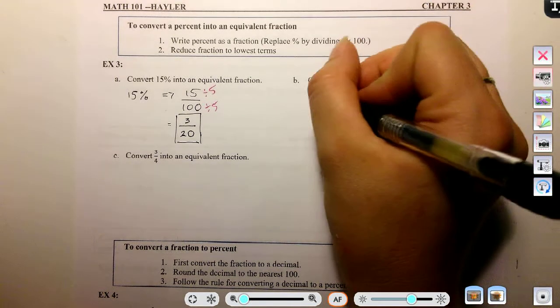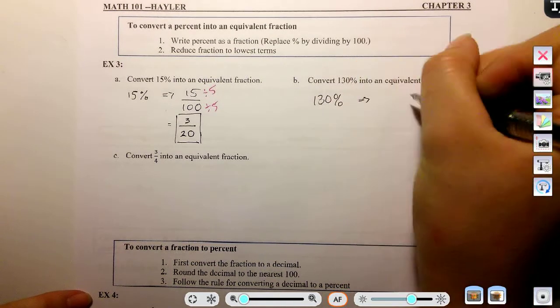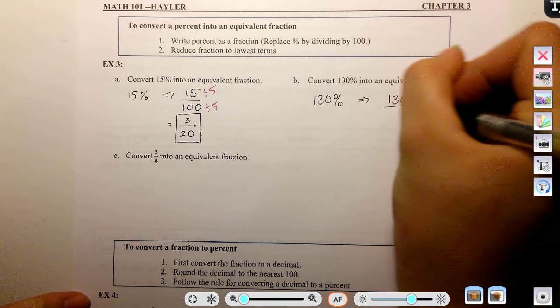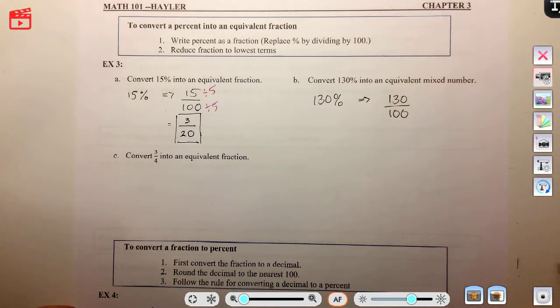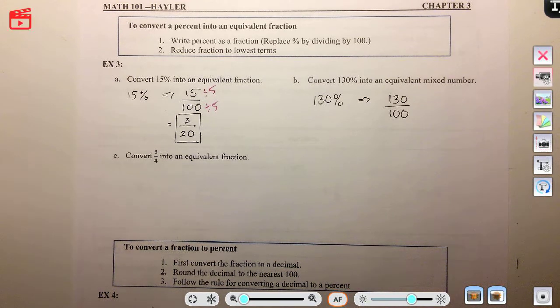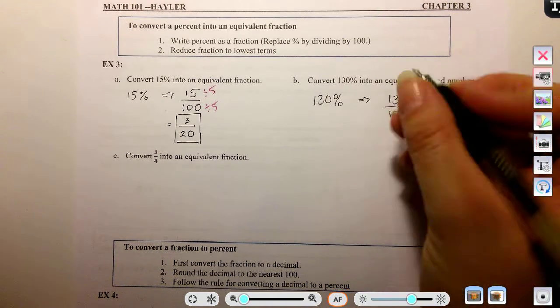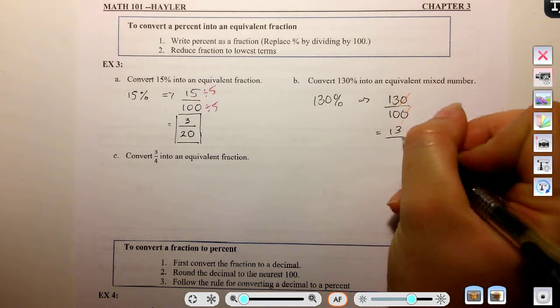All right, let's do the next one, 130%. Similar plan as with decimals, you're going to go ahead and get rid of that percent symbol and write it over 100. But we're just going to simplify. So see, they both have a 0 on the top and the bottom. That means they're divisible by 10. So this is the shortcut way. We're just going to cancel out those two zeros because they're both divisible by 10. And let's just rewrite 13 over 10.